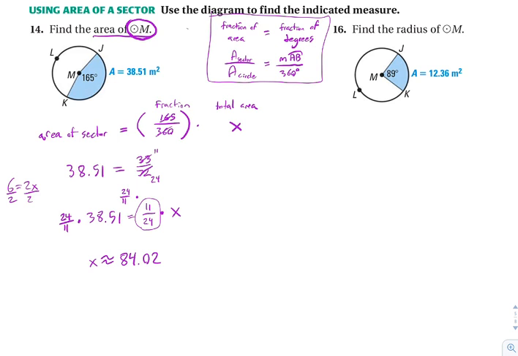Okay, so now over here it says find the radius of M. So again, I'm going to use my same formula. I'm going to say, okay, so area of sector equals fraction times whole area. So I've got the area of the sector, 12.36, is equal to, the fraction is 89 degrees out of 360 times pi, and then r squared, and we don't know the radius.